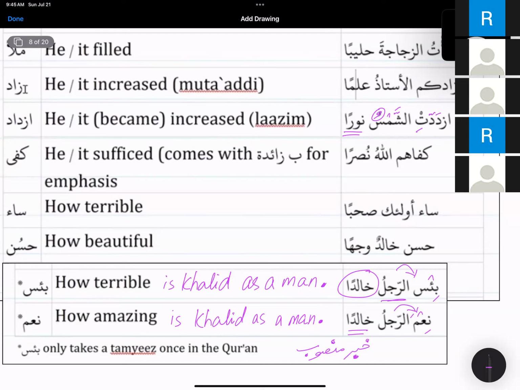Next one, wa kafa billahi waliyan, wa kafa billahi nasira. We saw that. Now, bi'sa sharabu. So how terrible is that drink? Wa sa'at, and how terrible it is. In what sense? Murtafakan, the place for living.